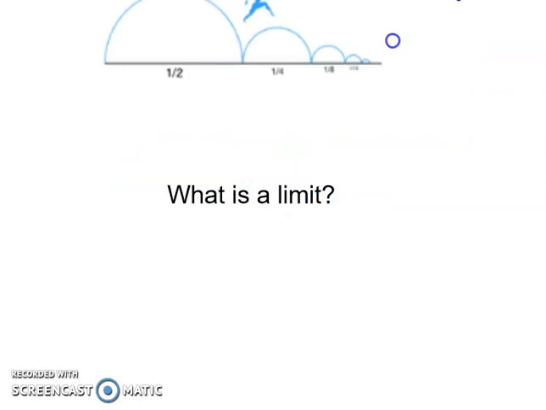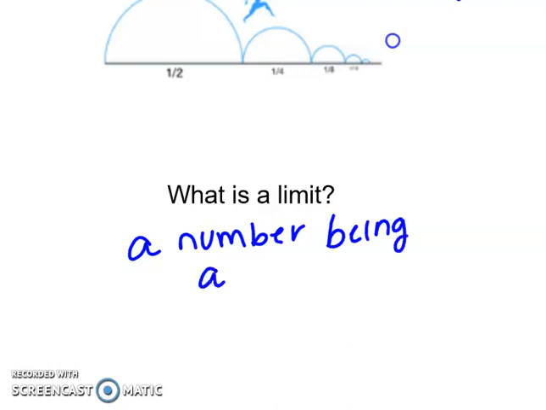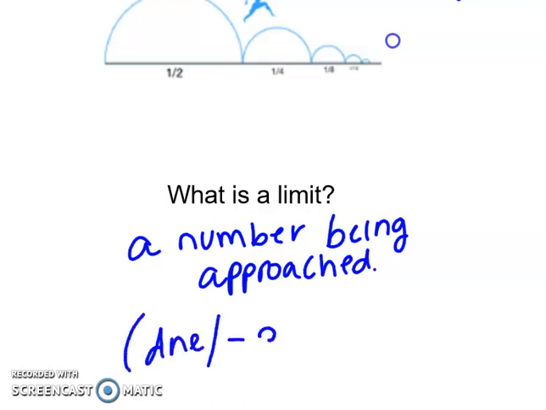So a limit is a number that is being approached. Usually it is a number. Sometimes it can be, does not exist. It could be negative infinity or positive infinity. Those are three other answers you can have as well. And it is a y value. It's a y value of a function.